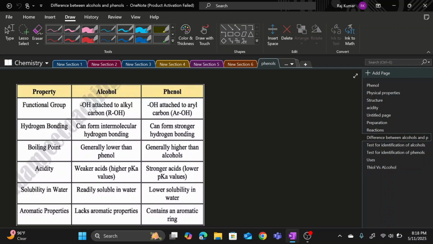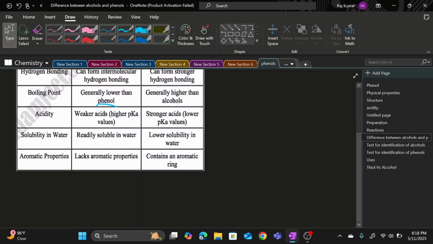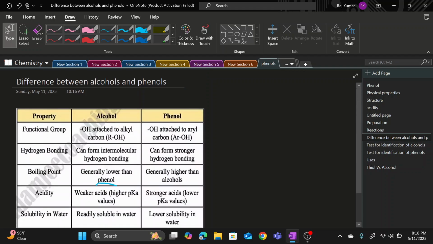acidity. Boiling point is generally lower in alcohols and greater in phenols. Acidity is greater in phenol and lower in alcohol, and solubility is greater in alcohol and lower in phenol. Aromatic properties are present in phenol but not in alcohol. These are some points to be understood.